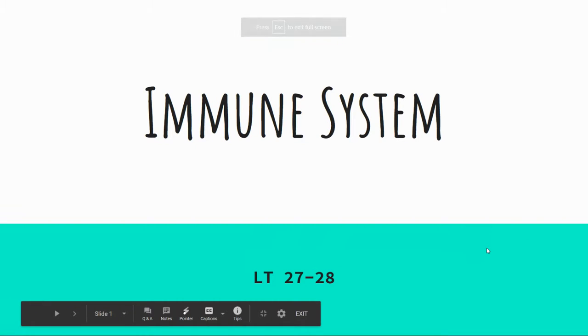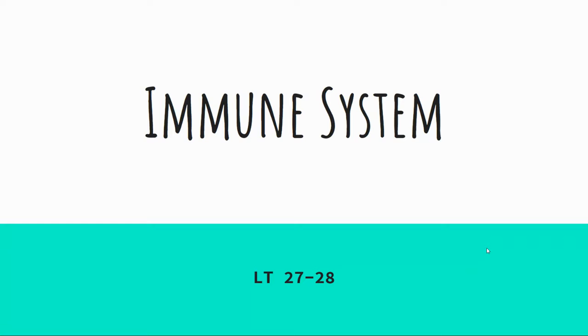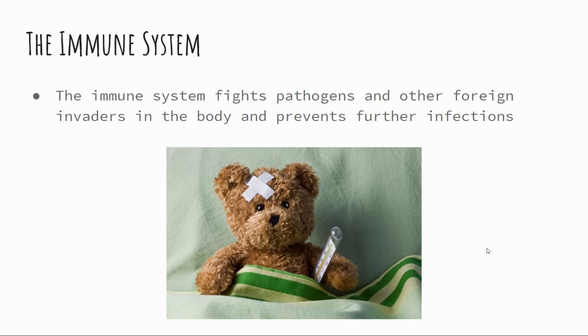All right, so we're going to move into the last learning targets of Unit 6, which is going to deal with the immune system, the immune response system. So what is the immune system? Well, it's a system within the body that fights pathogens and other foreign invaders, that prevents current infections or helps take care of current infections and helps prevent future infections.